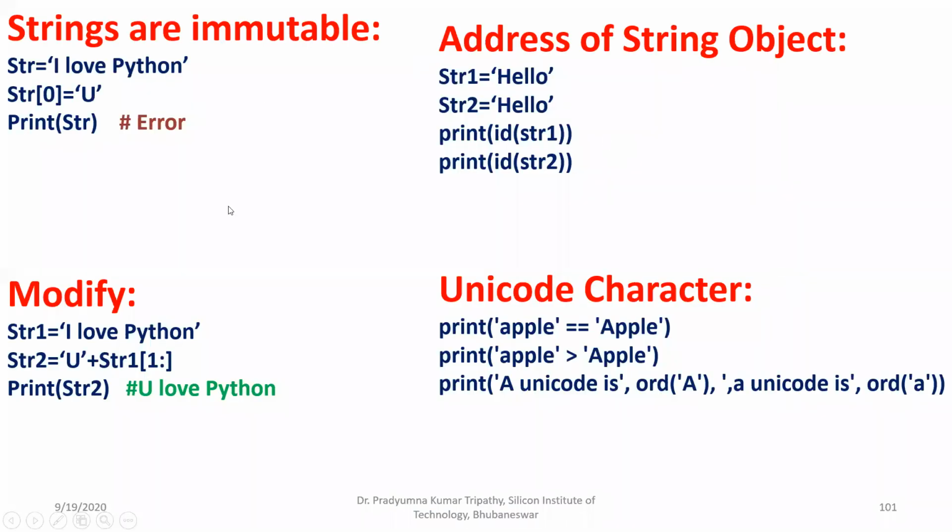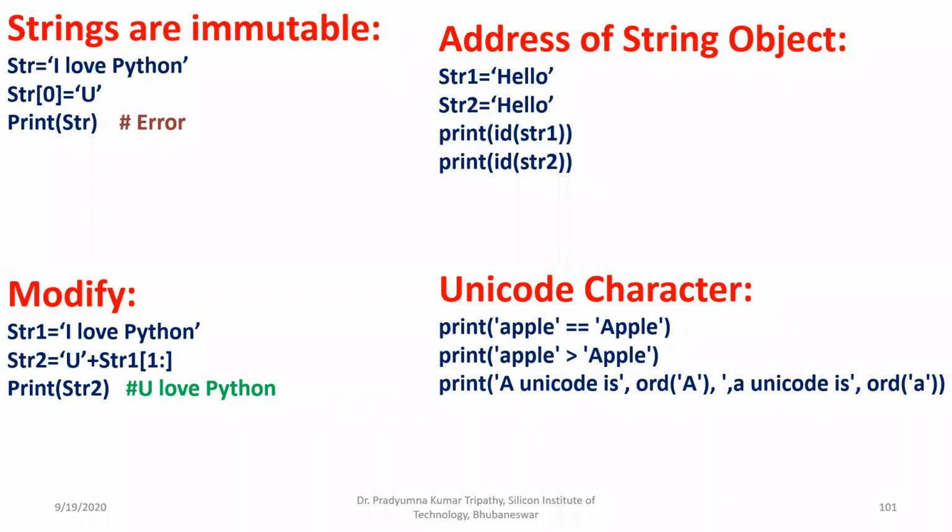The strings are immutable. The first thing we must understand is what we mean by mutable and immutable. Mutable means the values can be changed. If it can be changed, it's mutable. If it cannot be modified, then it is immutable.